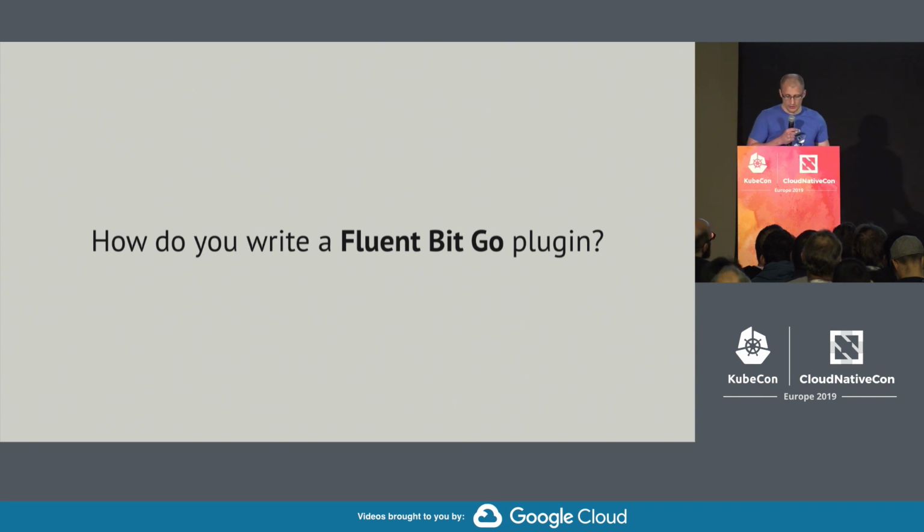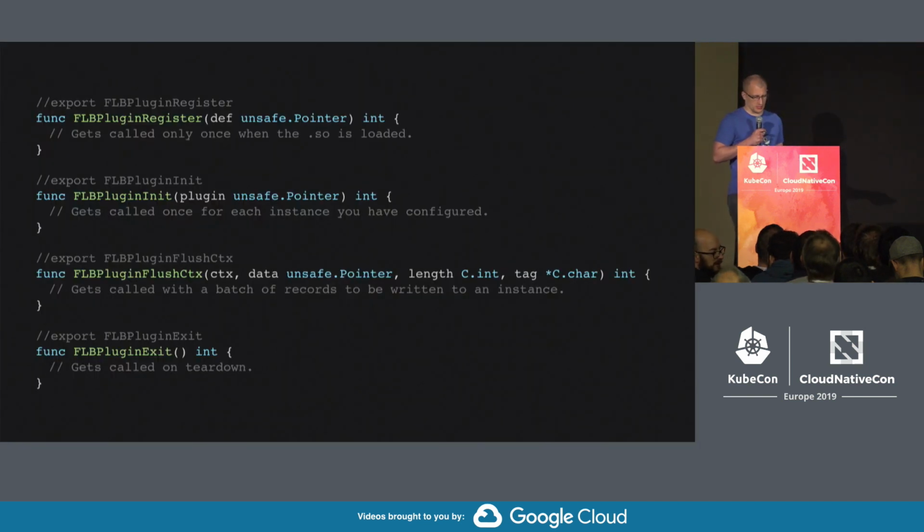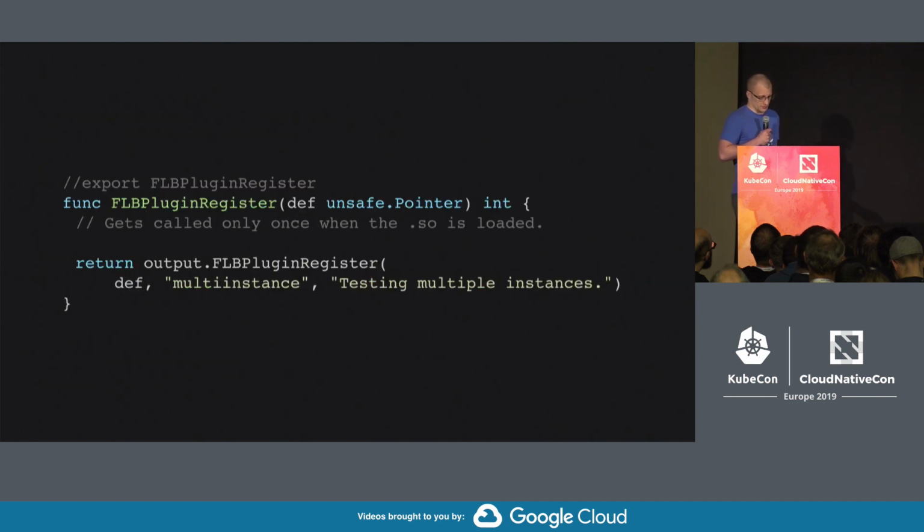So how do you write a Fluent Bit Go plugin itself? I just explained the generic interface between C and Go for what we want to do. So what are the specifics about using Fluent Bit with this interface? There's only 4 functions that you have to implement. And these 4 functions are register, init, flush CTX, and exit. And we'll go into the details of these.